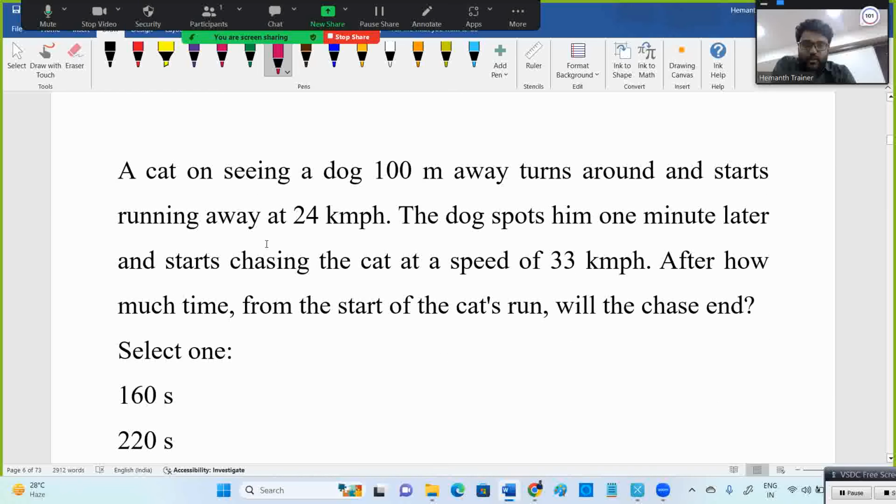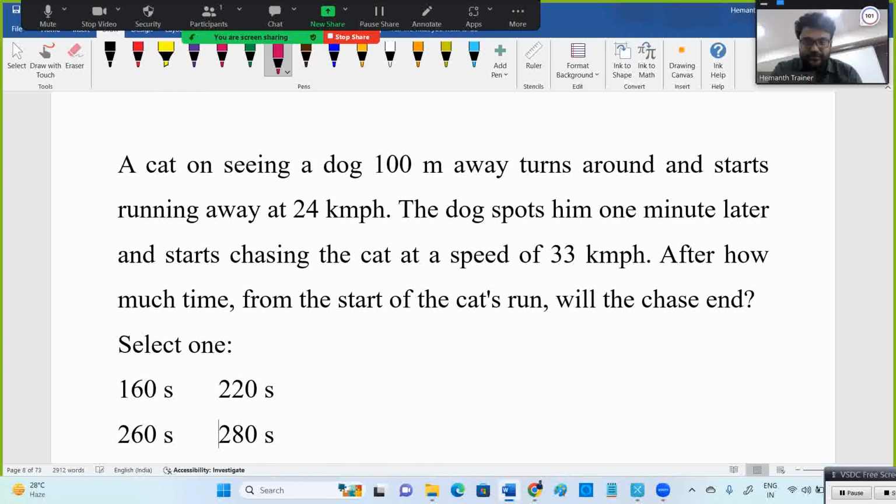Next one is related to time and distance. Let us see how many of you can handle this question. A cat on seeing a dog 100 meters away turns around and starts running away at 24 kilometers per hour. The dog spots him 1 minute later and starts chasing the cat at a speed of 33 kilometers per hour. After how much time from the start of the cat's run will the chase end?